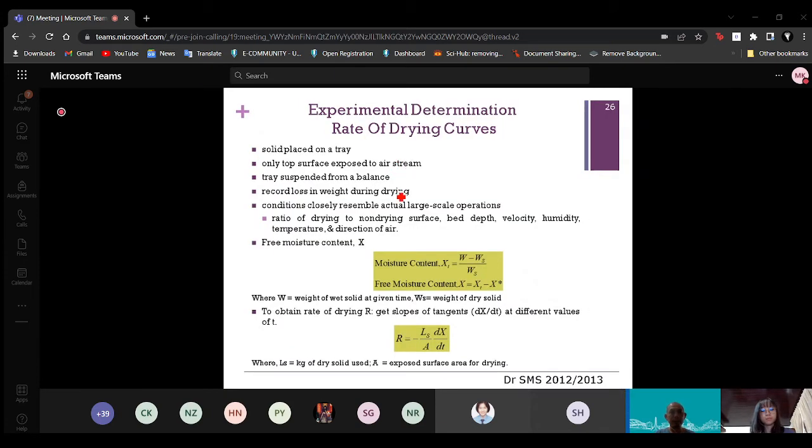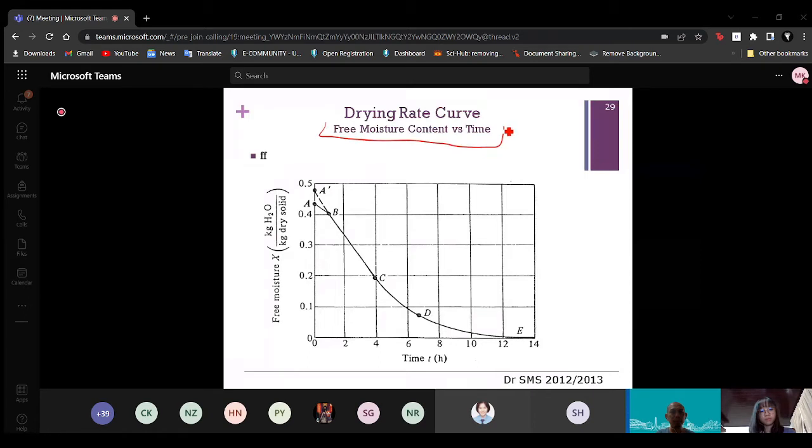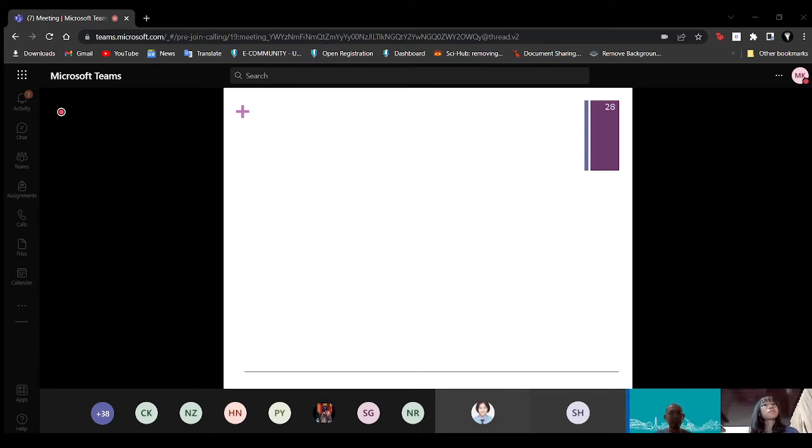So remember that the graph that we plan to plot is free moisture content versus time. Okay, the one that you plot initially on moisture content versus time. You see that you have the free moisture content. So it's different. It's not the same. So it's okay because we learn from, okay, you plot this one first. Okay, that is not the correct graph. So how to plot the correct one? Okay, this is how I teach you. Okay, now I teach you how.